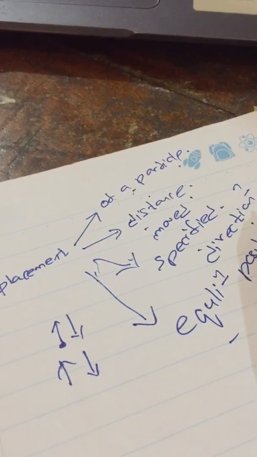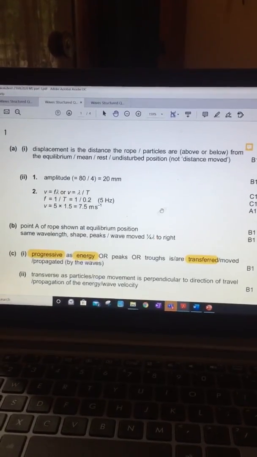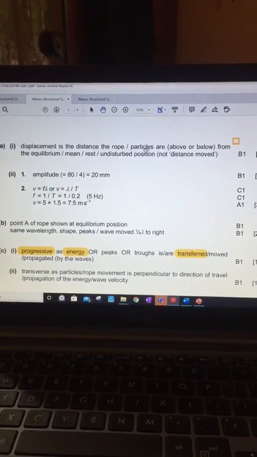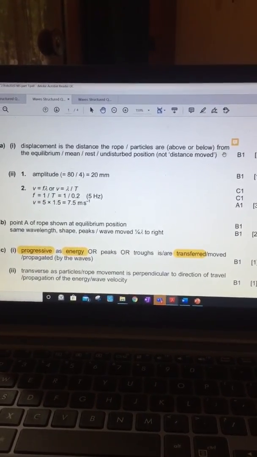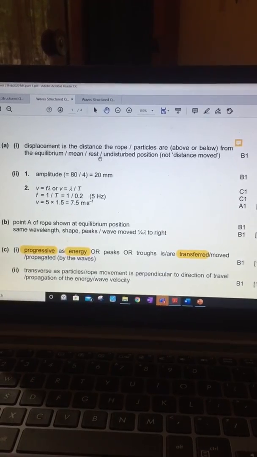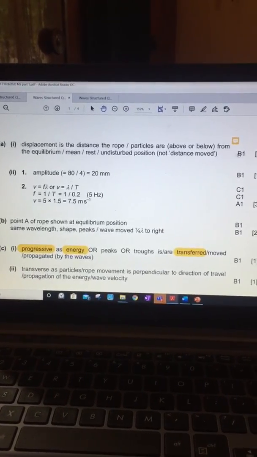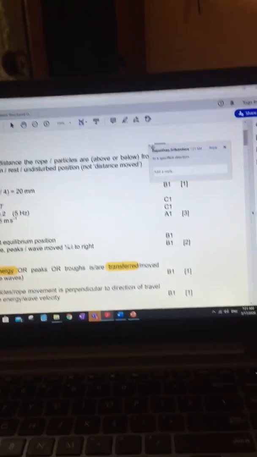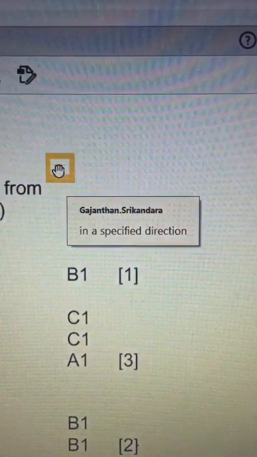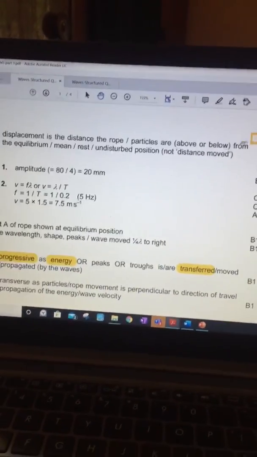If you look at the mark scheme again, displacement is the distance the rope or particles are above or below the equilibrium, mean rest position. Here they are not talking about a specified direction, but it's better you mention that as well.